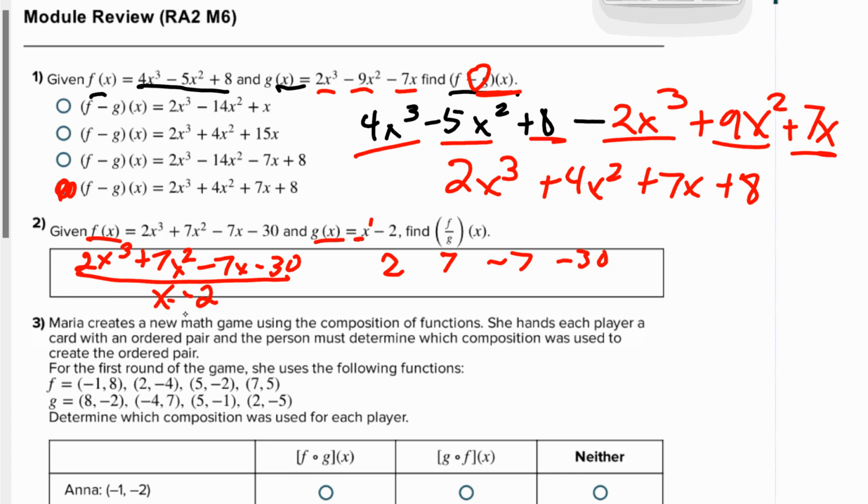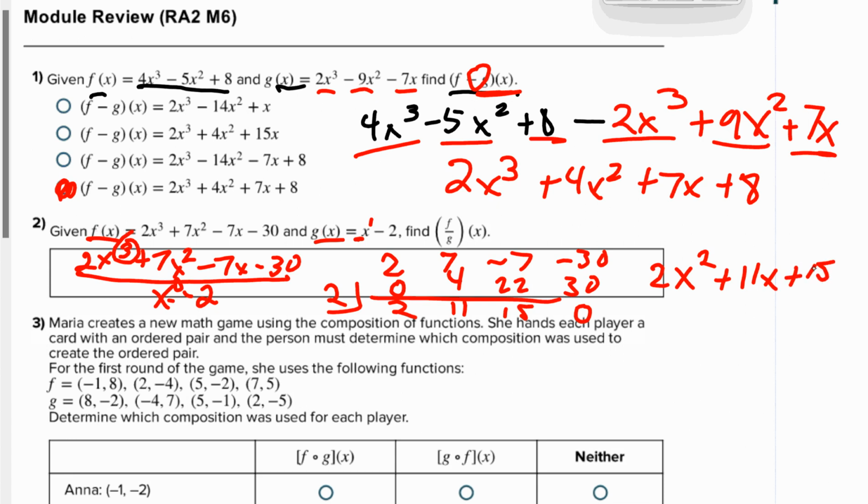And then we set this equal to 0, so x equals 2, right? So we plug that in. You got 0 in this first one, 2, 4, 11, 22, 15, 30, we get 0, right? So then our answer, when we divide this, is 2x squared, because we have cubed divided by the first power is squared, and then plus 11x, and then plus our constant, right?